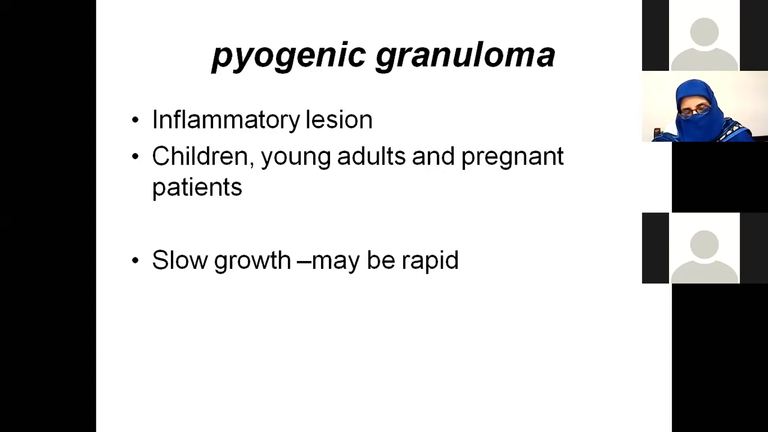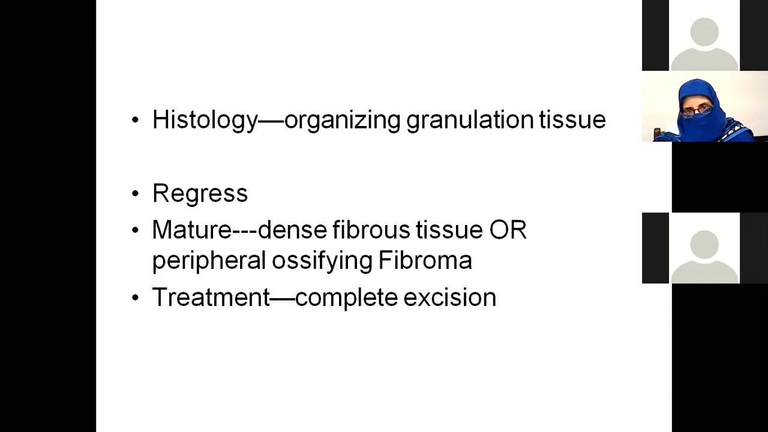So this is an inflammatory condition. As I said, in some books it is given under the condition of hemangioma, which is again a benign vascular tumor. Population affected are children, young adults, and pregnant patients. Even in pregnant patients, it is written as a pregnancy tumor. Slow growth usually, but it can be rapid, especially in pregnant patients.